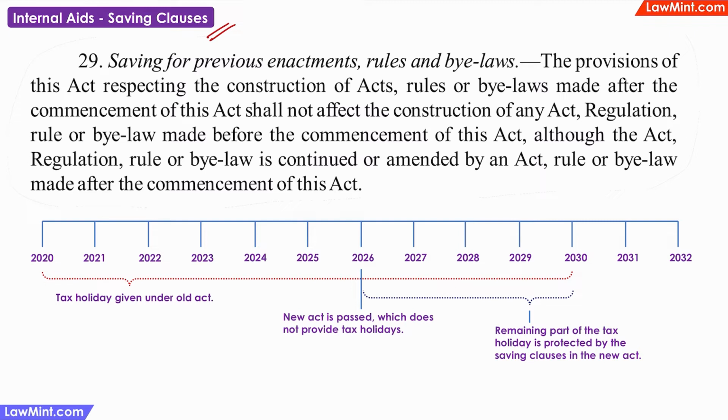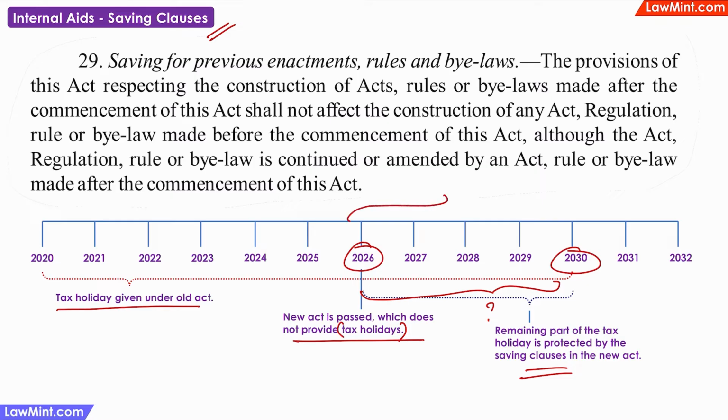For example, if an act gave industries in an area a 10-year tax holiday till 2030, but in 2026 a new act is passed that no longer has provisions for tax holidays. What happens to the tax holiday given under the old act and the industries that were set up to take advantage of the tax benefits under the old act? Well, this is where the saving clauses are added in the new act, stating that any tax holidays or tax benefits allowed under the old act will remain valid till their expiry.